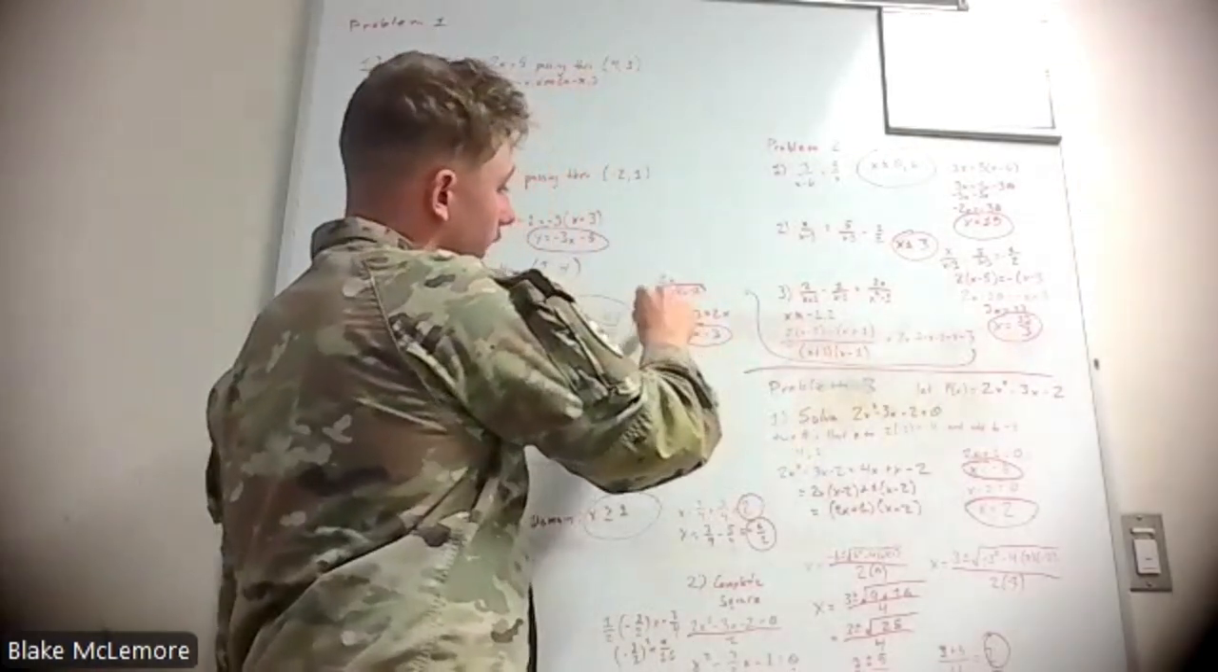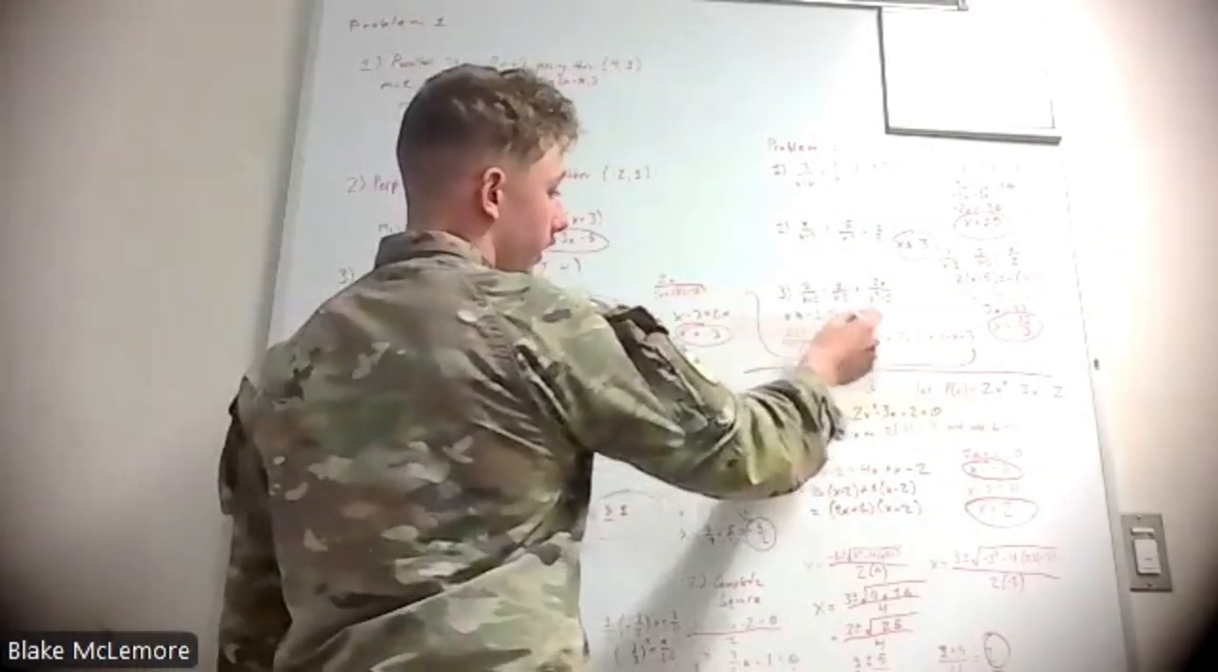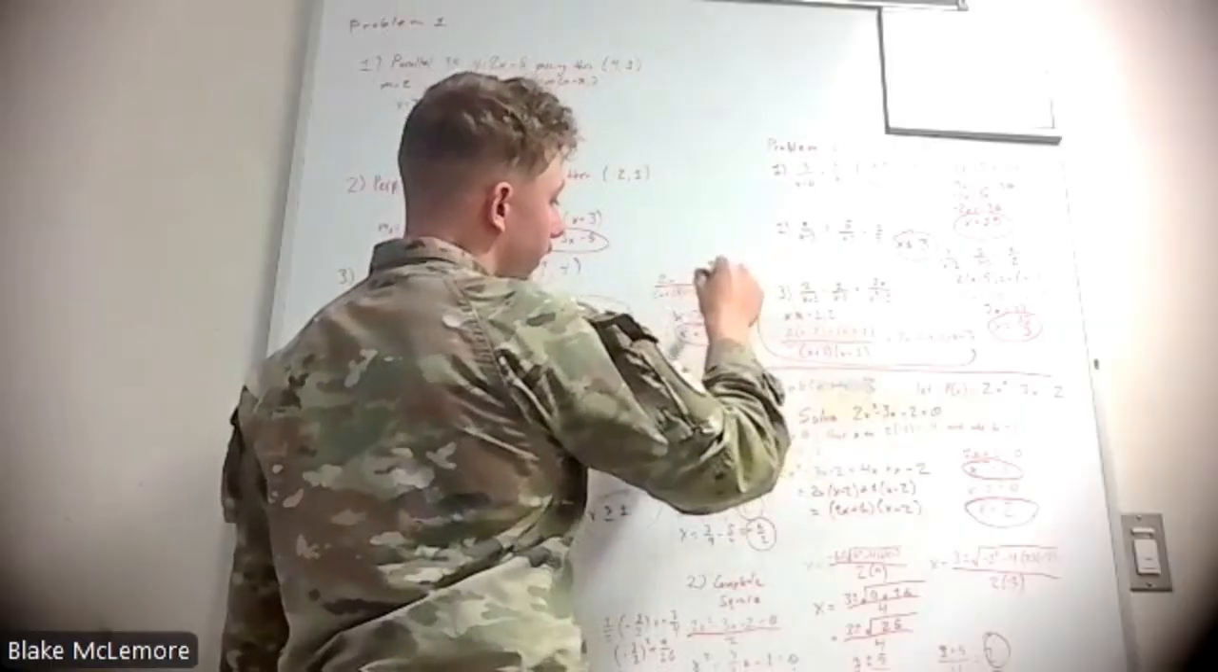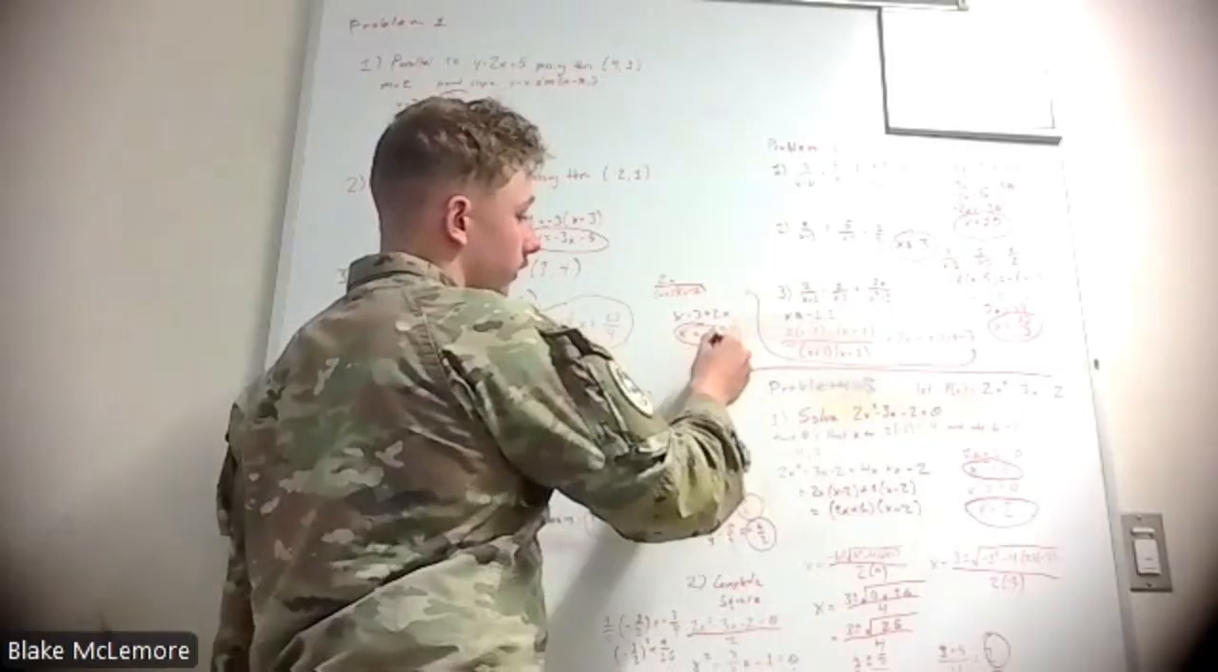You get 2x over x plus 1. Oh, sorry. This is the left side right here, and then this is the right side. And then you do it. You solve it, and you get x equals -3.